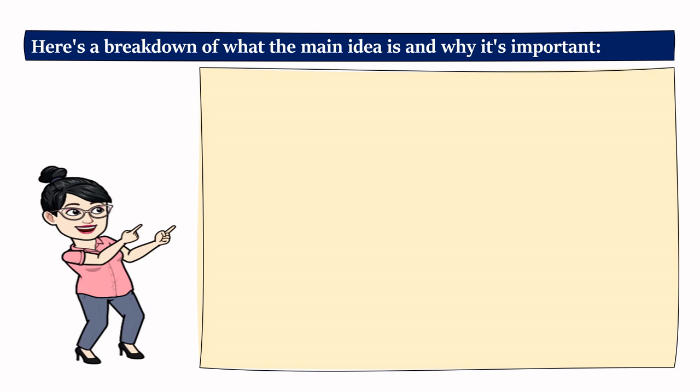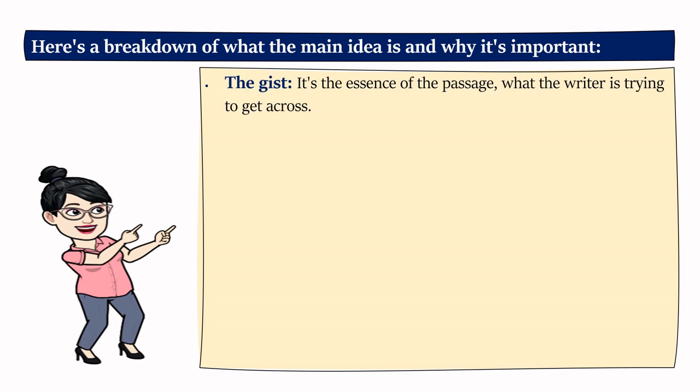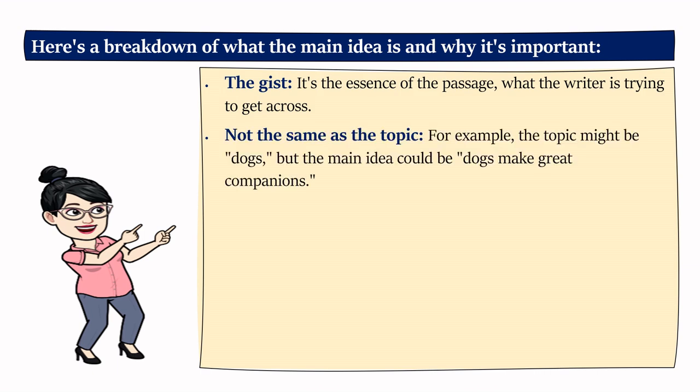The gist. The main idea is the most important thing the author has to say about the topic. It's the essence of the passage, what the writer is trying to get across. Not the same as the topic. While the topic is the general subject matter, the main idea is the specific point the author is making about that topic. For example, the topic might be dogs, but the main idea could be dogs make great companions.